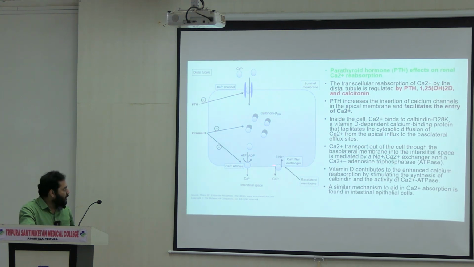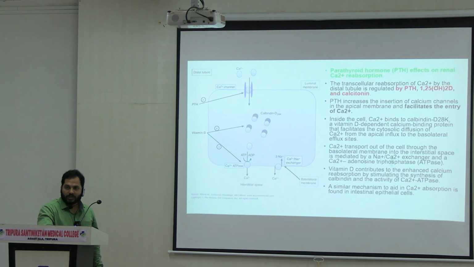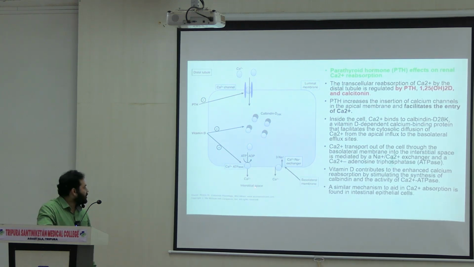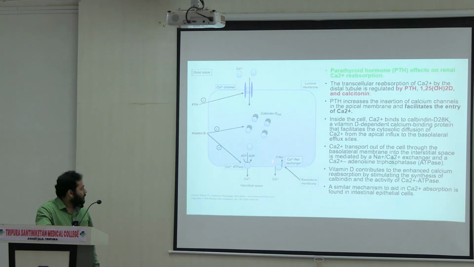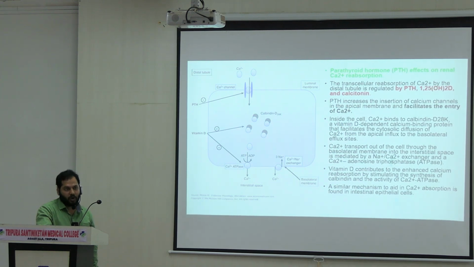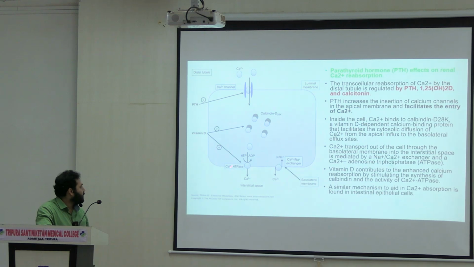And it comes to the basolateral membrane, and ultimately by exchange it diffuses and is reabsorbed into the interstitium, right? Now here the most important thing: the exchange of calcium and sodium needs some energy molecules, and this energy is provided by the calcium ATPase, which provides the energy that allows the reabsorption of calcium into the interstitium. This was the basic mechanism of how renal reabsorption of calcium takes place, and what the role of parathyroid hormone and vitamin D is here. I hope this part is now clear.